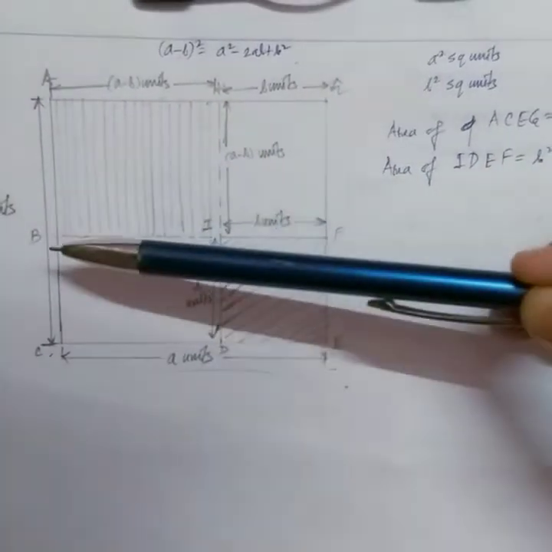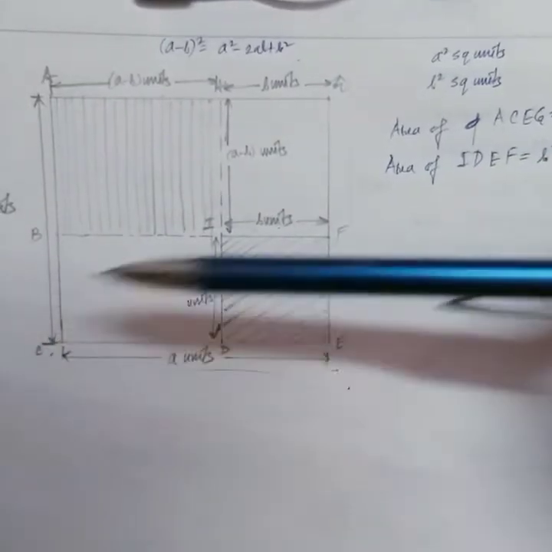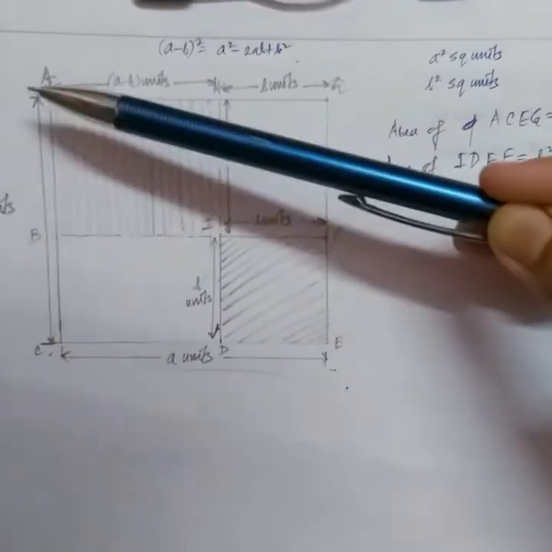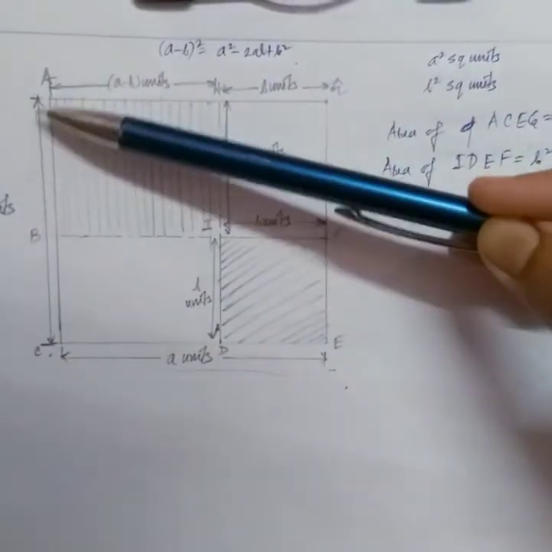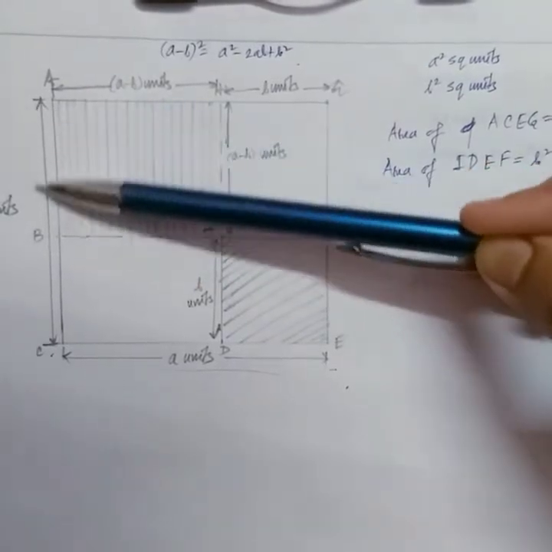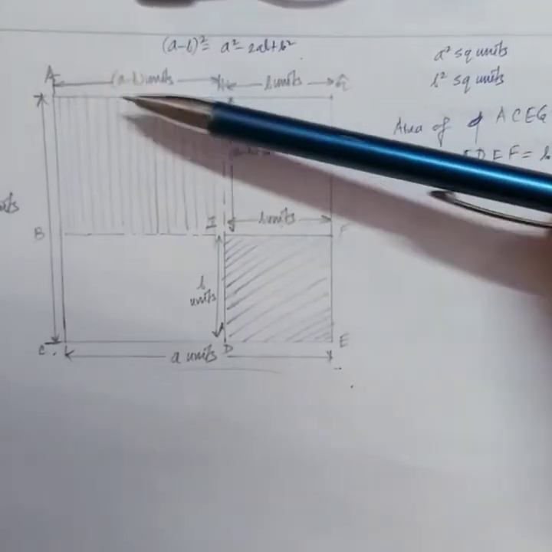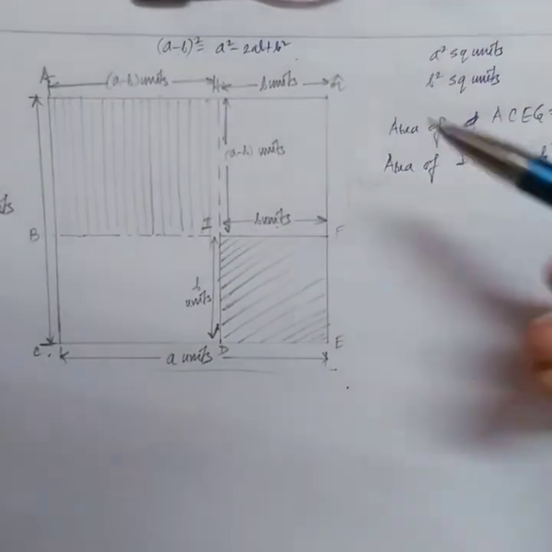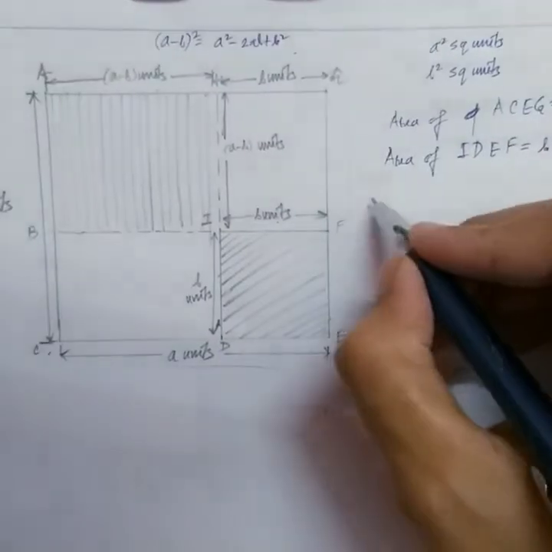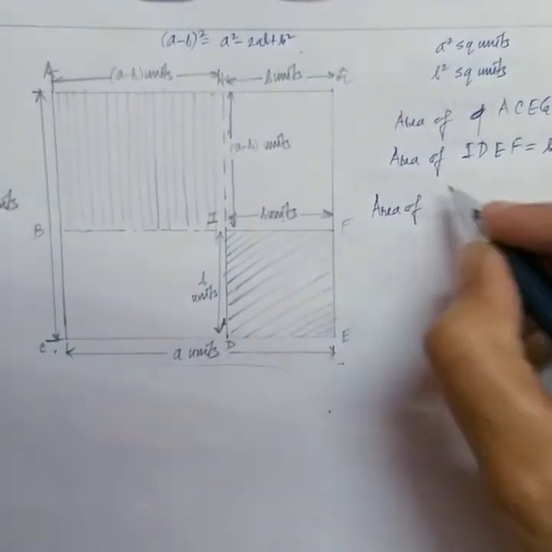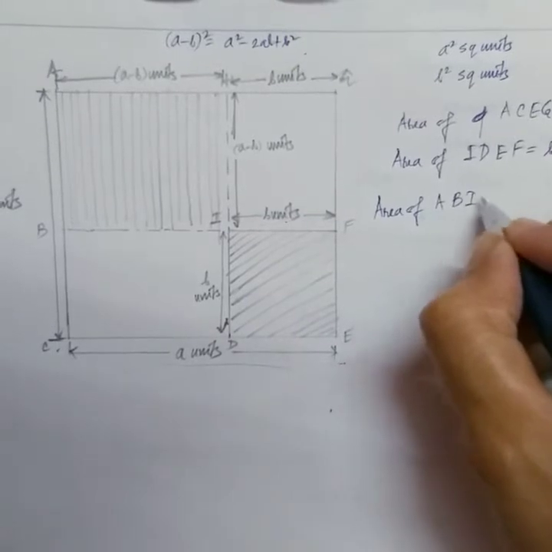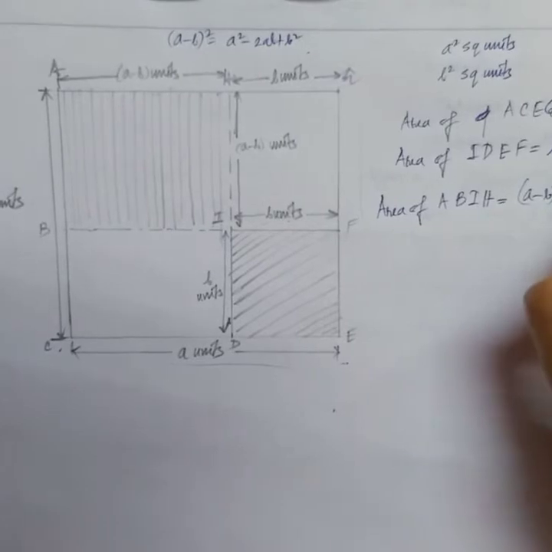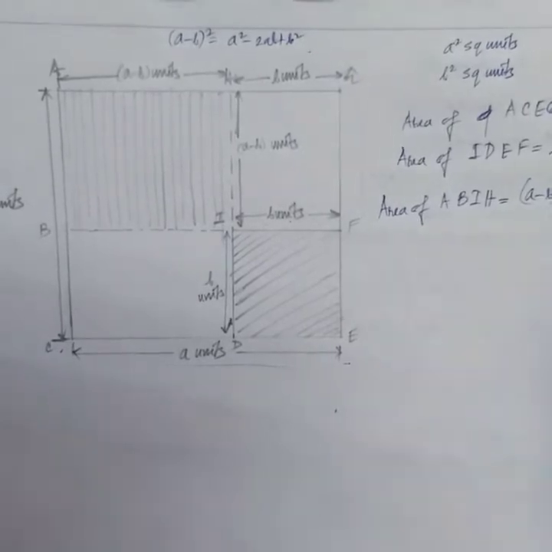I hope this is very clear, because you know that this side measures b, and this entire length measures a units, and since this side measures b units, BC should also measure b units. So starting from here up to this length should measure a minus b units. Am I right? So this side is a minus b, this side is a minus b, this one a minus b, this is also a minus b. So therefore we can write area of ABIH is equal to (a minus b) whole square units. I hope this is clear.